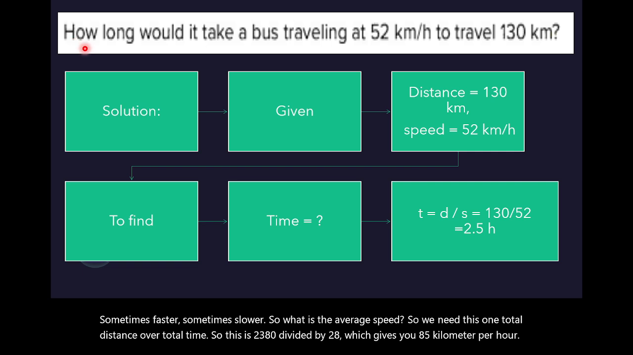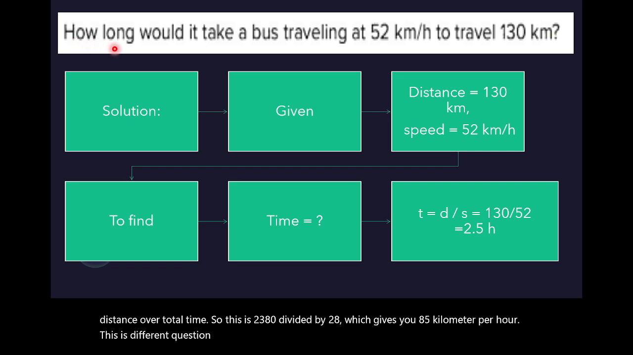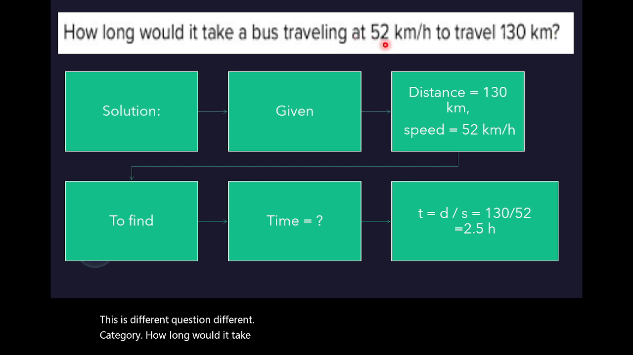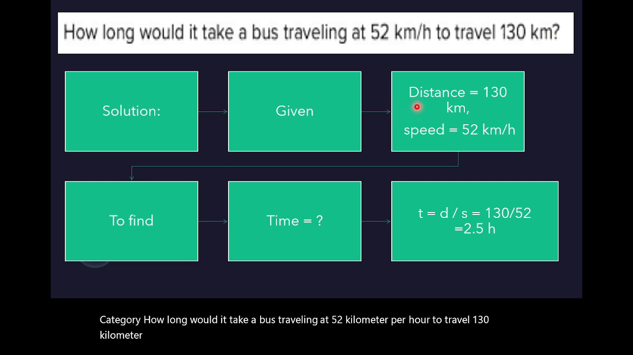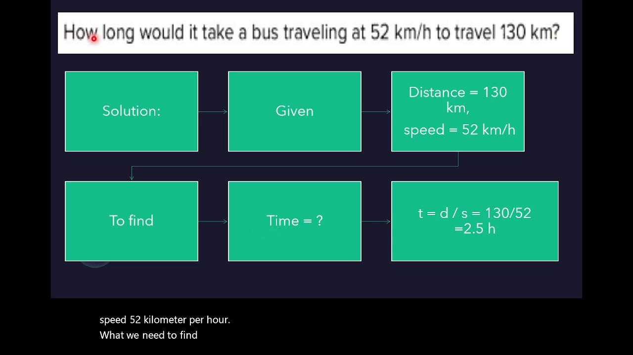This is a different question, a different category. How long would it take a bus traveling at 52 kilometers per hour to travel 130 kilometers? So the distance and speed are given in this question. Distance is 130 kilometers and speed is 52 kilometers per hour. What we need to find is time. How long, which is time. So time equals d divided by s, and you get the answer.